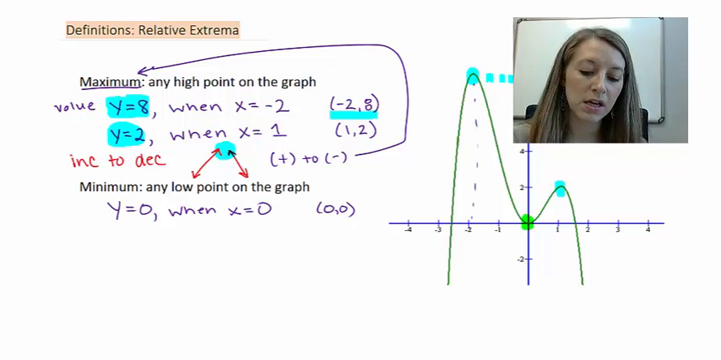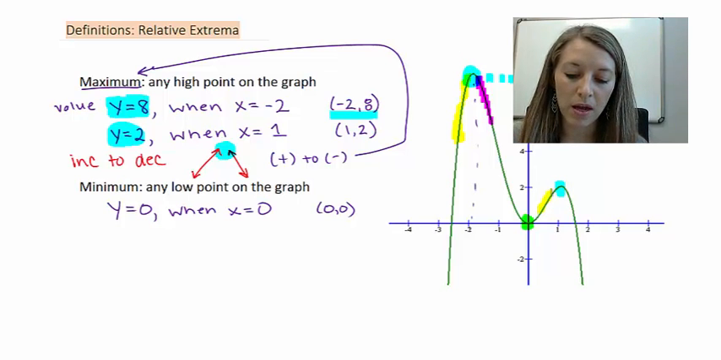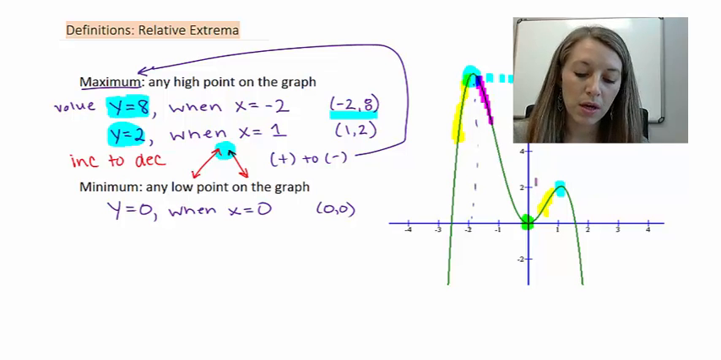Because if we look at this here, we're going from increasing to decreasing. And so that creates this maximum point on this graph. And then also over here, we're going from increasing to decreasing. And that creates a maximum point on the graph.